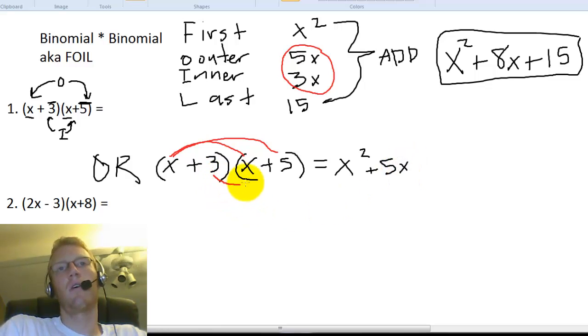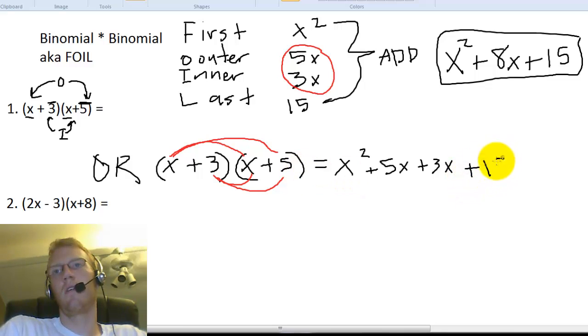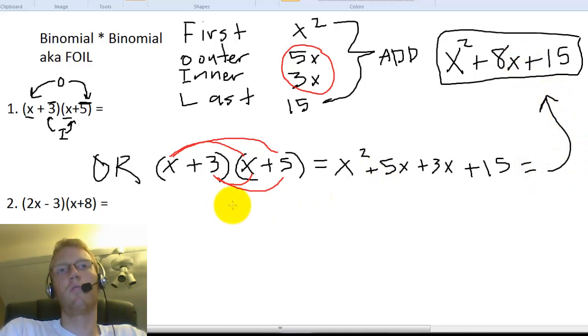Now the 3 also has to distribute in. 3 times x is 3x, and 3 times 5 is 15. And you can see that this whole thing gives you the exact same result. So you can do whichever one you're more comfortable with. It doesn't matter to me. They are both good.